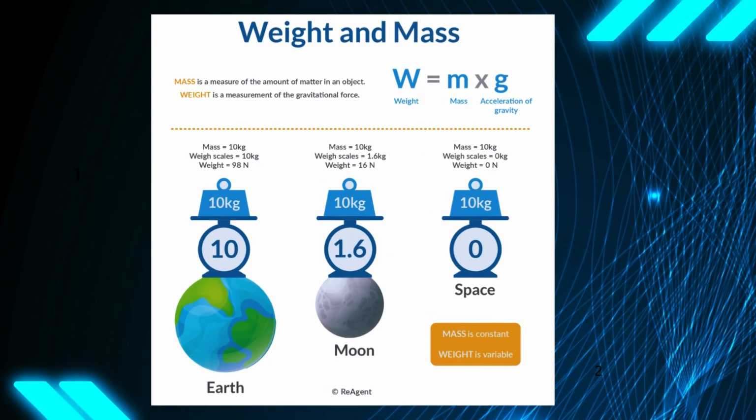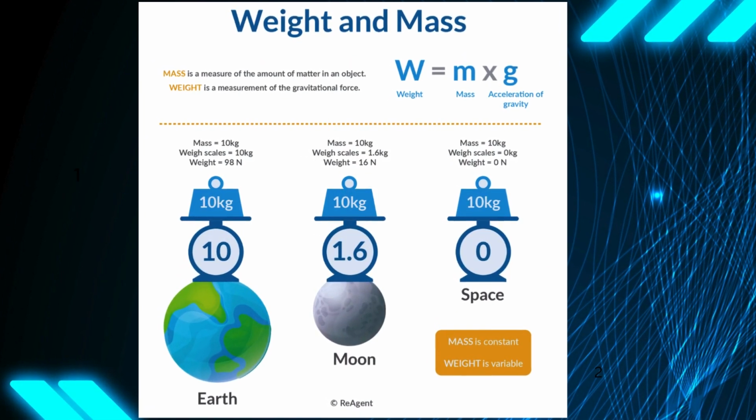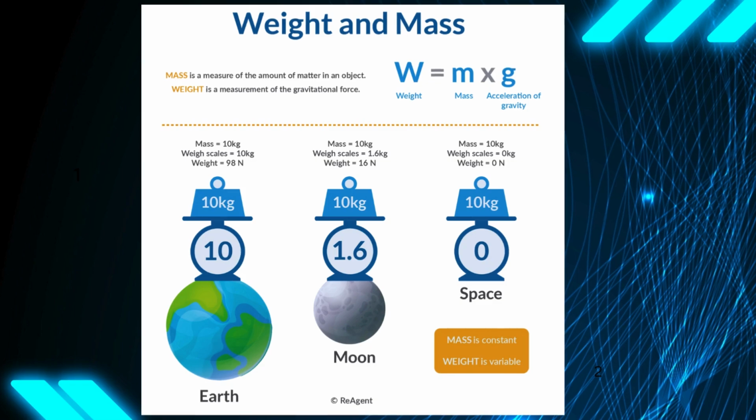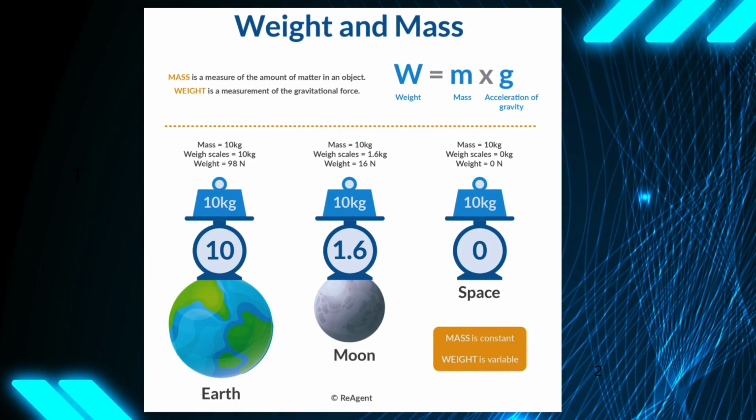Let's clear up a common confusion. Mass is not the same as weight. Imagine you are holding a 10 kilogram dumbbell. That's your mass, the amount of matter in the dumbbell. No matter where you go, on Earth, the moon, or even floating in space, its mass stays the same, 10 kilogram. But weight is a different story.